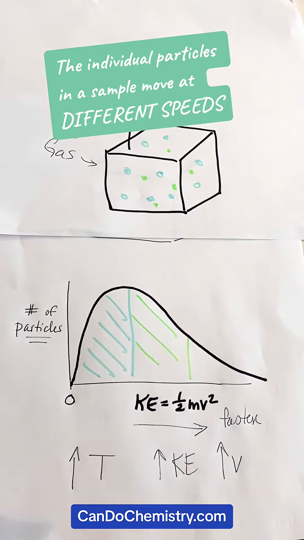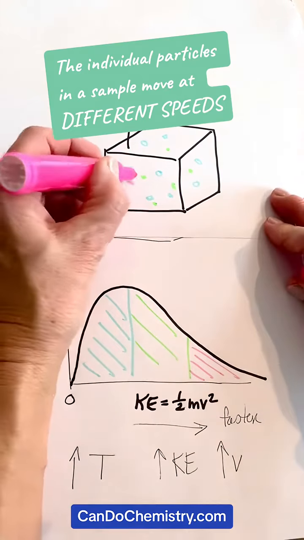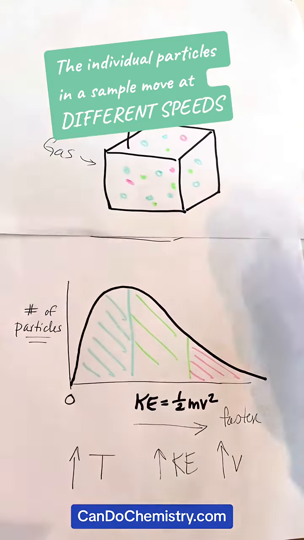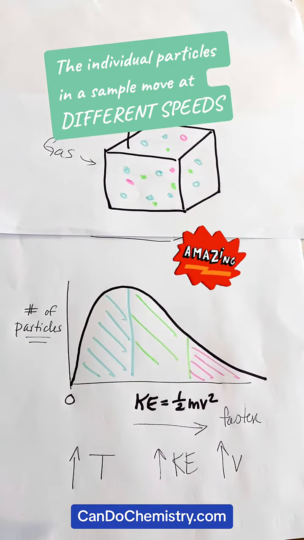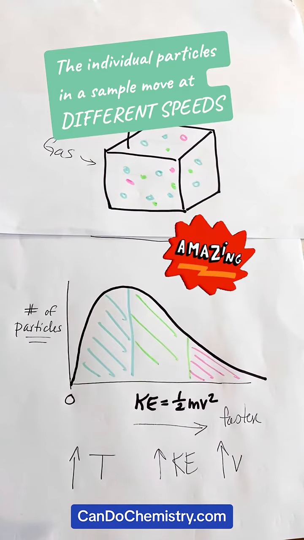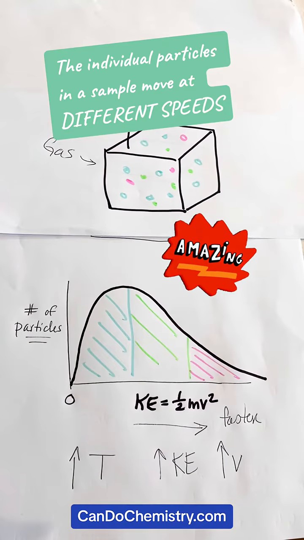But then this last part, this number of particles, they're moving really fast. Now notice that area under the curve is smaller, so there are fewer of those particles moving at that velocity. So this graph shows a distribution of particles moving at various speeds. Now remember, the faster they're moving, the greater the kinetic energy, the greater the average temperature.